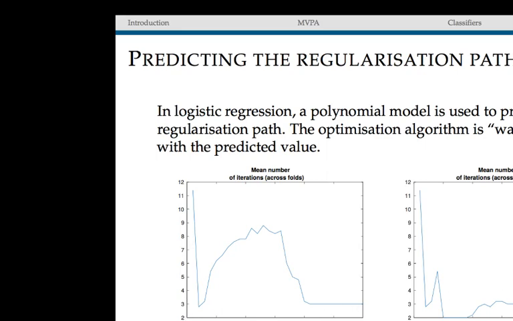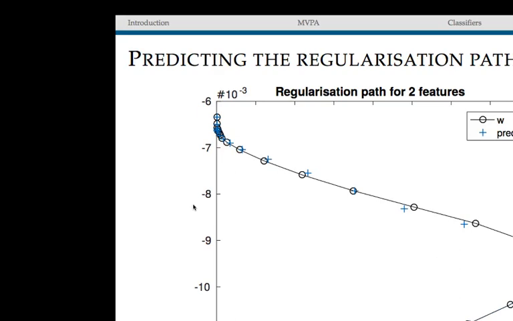On the right side is the same situation, and it's using a kind of prediction model that I implemented, which I can show best in this. What the line and the circles denote is, for two features, the weights we get as we increase lambda.